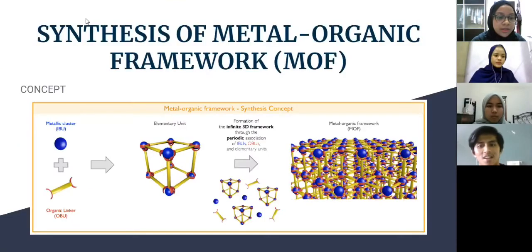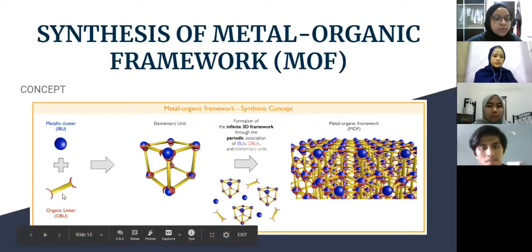Next. Okay, I will continue with my part, which is the synthesis of metal organic frameworks. As you can see from the figure, the concept of MOF synthesis is where molecular building blocks, for example, this metallic cluster IBU and organic linker OBU, are linked together into extended structures.